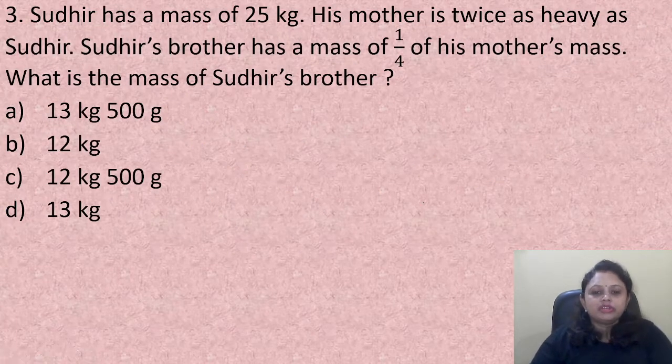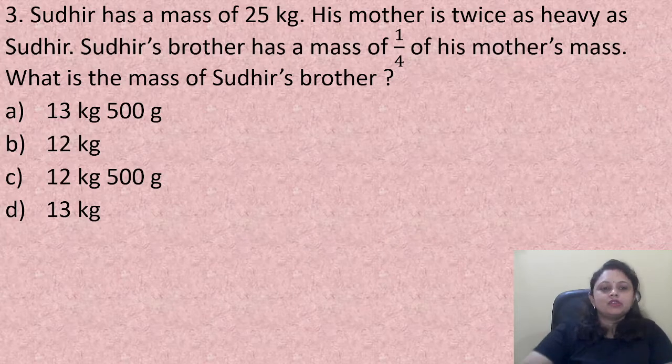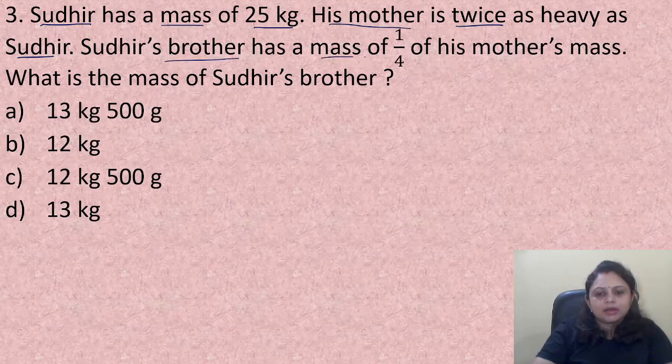Sudhir has a mass of 25 kg. His mother is twice as heavy as Sudhir. Sudhir's brother has a mass of 1 by 4 of his mother's mass. What is the mass of Sudhir's brother? Option A 13 kg 500 gram, B 12 kg, C 12 kg 500 gram, sorry, D 13 kg. So in the question it is given Sudhir has a mass of 25 kg. His mother is twice as heavy as Sudhir and Sudhir's brother has a mass of 1 by 4th of his mother's mass. We have to find the mass of Sudhir's brother.